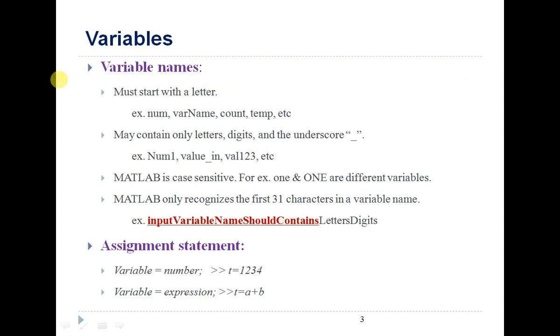There are some rules for setting the variable name. The first rule says the variable name must start with a letter. So the variable name can be name, varname, count, temp; capitalization of letters is allowed. The second rule is that it may contain only letters, digits and underscore, or a combination of these. So variable names like num1, value underscore in, or value 1, 2, 3 are allowed.